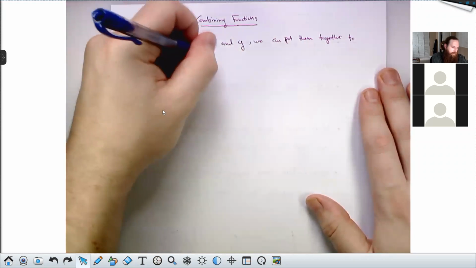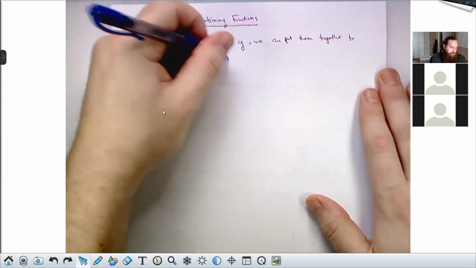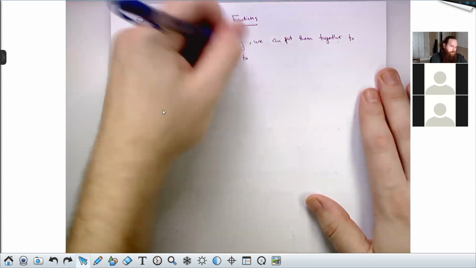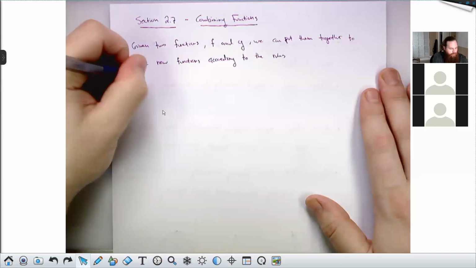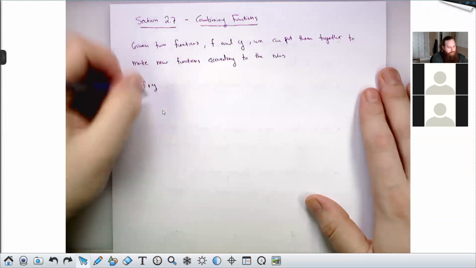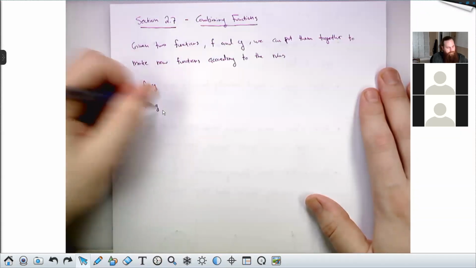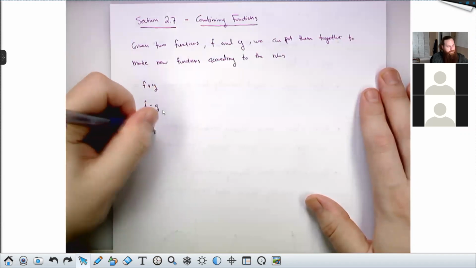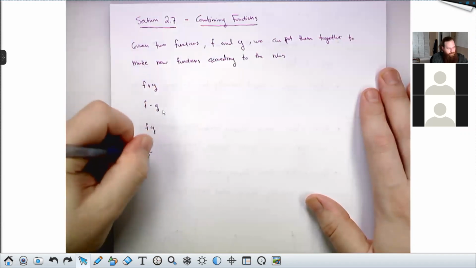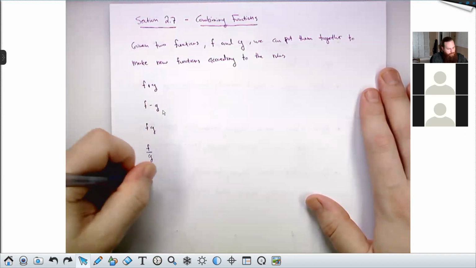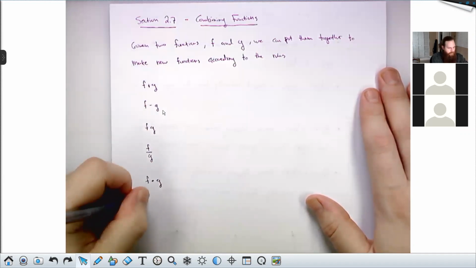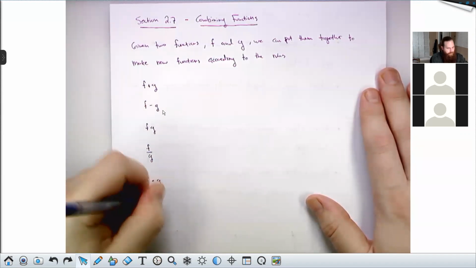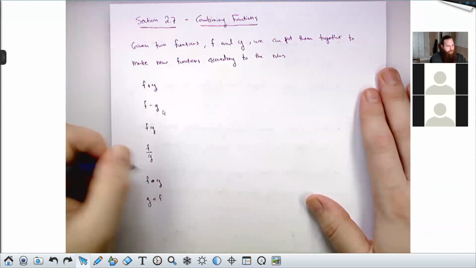According to the rules, I can make a new function that I call f plus g. I can make a new function I call f minus g. I can make a new function I call f times g. I can make a new function I call f over g, and then everybody's favorite function, f circ g, and the function g circ f. This is an open circle here.